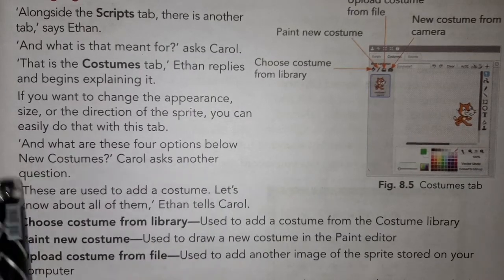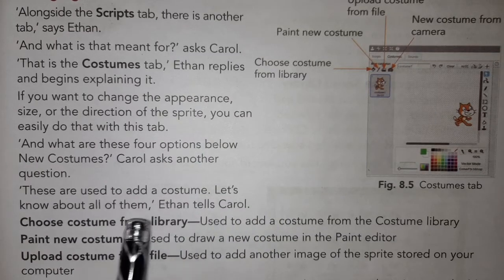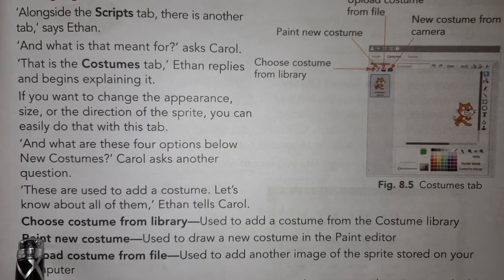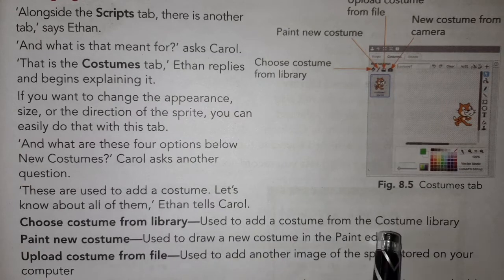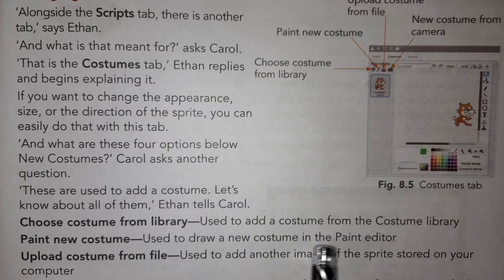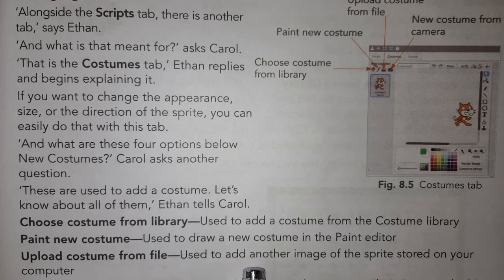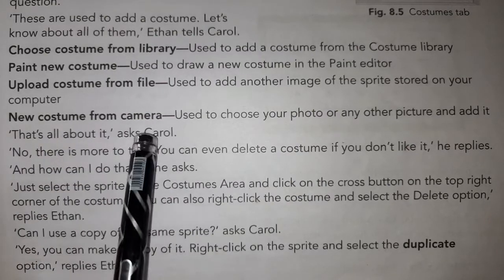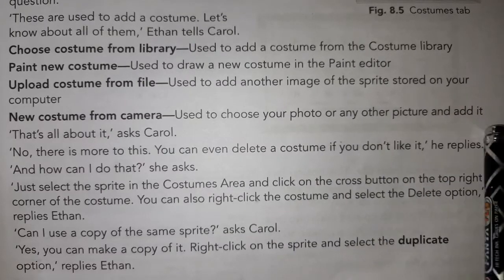Carol asks another question. "These are used to add a costume. Let's know about all of them," Ethan tells Carol. Choose costume from library: used to add a costume from the costume library. Paint new costume: used to draw a new costume in the paint editor. Upload costume from file: used to add another image of the sprite stored on your computer. New costume from camera: used to choose your photo or any other picture and add it.